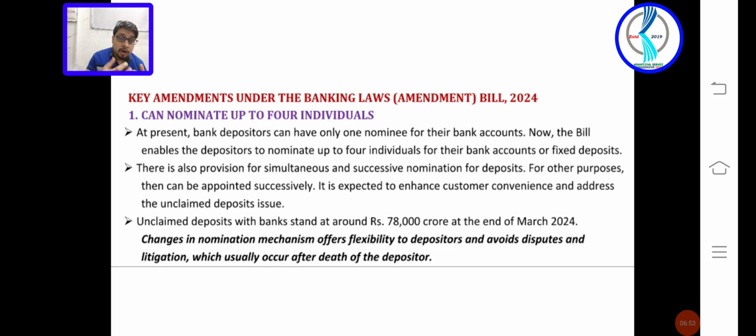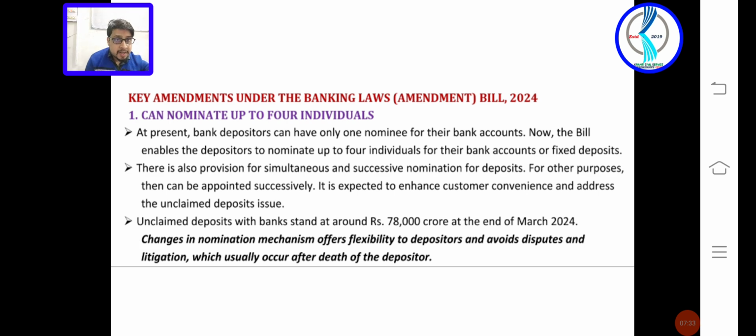In this way, there are a lot of options of nominees, and at least that money will not go to the dedicated fund. That's why the government has brought such a big change in the form of either successive or simultaneous nominee, and from now onwards the nominees increase from 1 to 4. Yes, first slide. At present, a bank depositor can have only 1 nominee for their bank accounts. Now the bill enables the depositor to nominate up to 4 individuals for their bank account or fixed account, simple account, saving account or current account.